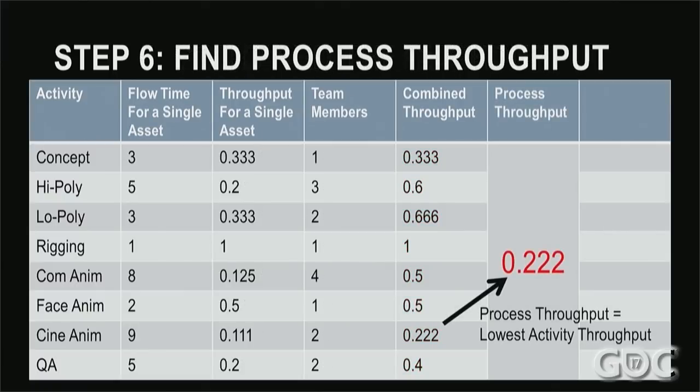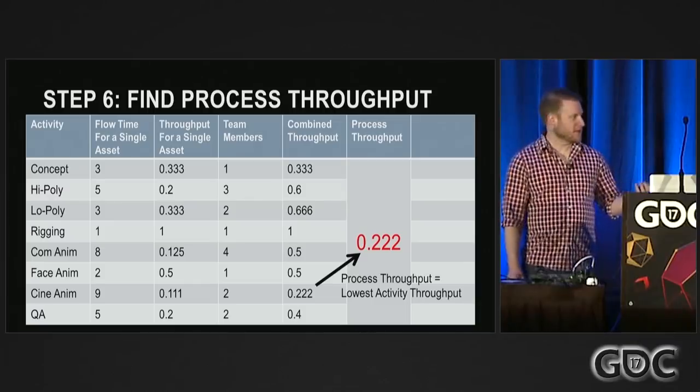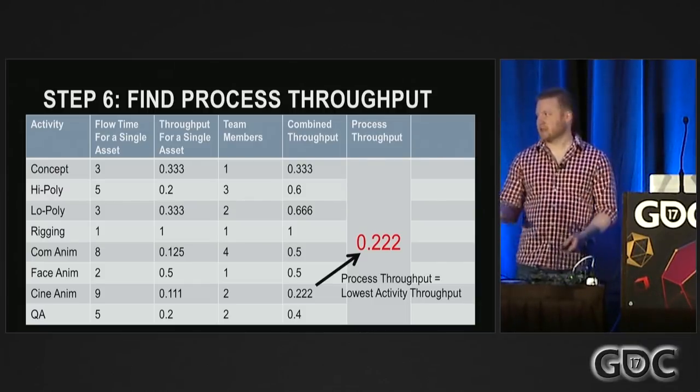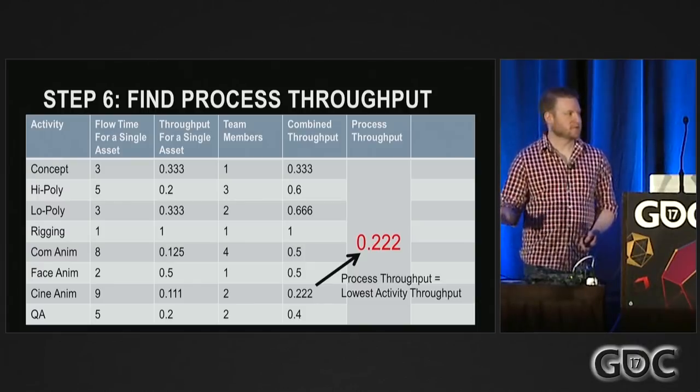In the sixth column, you calculate the process throughput. You find the lowest throughput of any of the activities. That's your overall process throughput. If we think back to the Alien Queen example, it's the bottleneck. It dictates how fast we move.